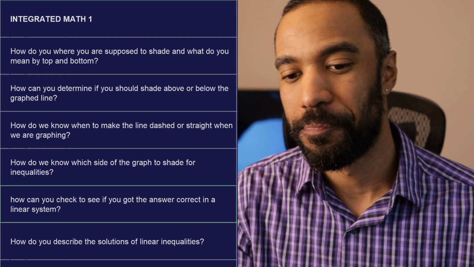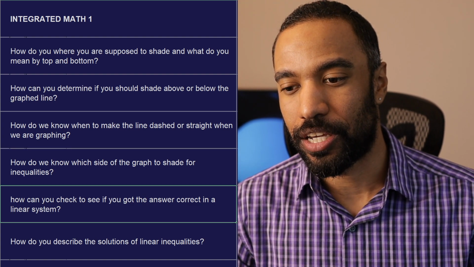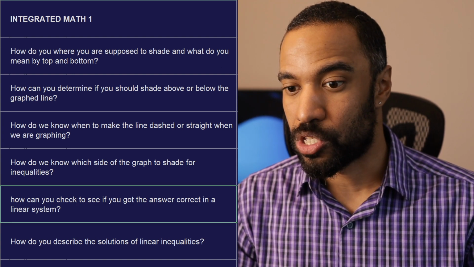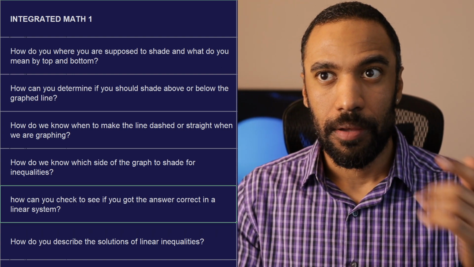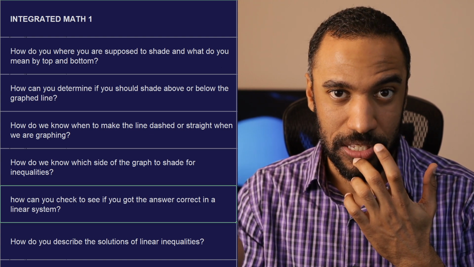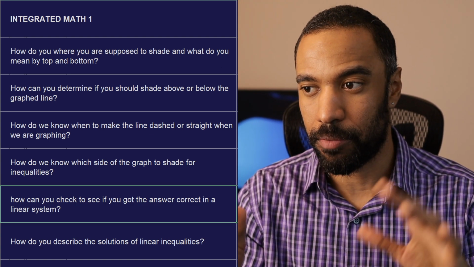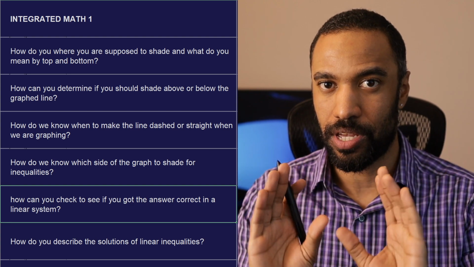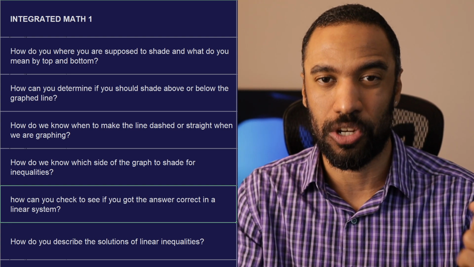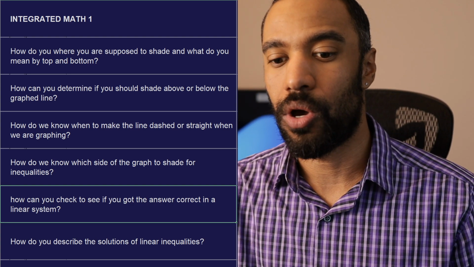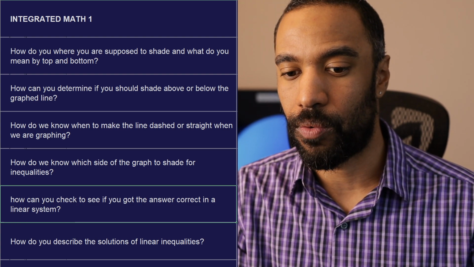Okay, here we go. How can you check to see if you got the correct answer in a linear system? Okay, so this is a perfect example, because someone can ask this regarding shading as well. I say you can either shade based on testing a point, or you can double check your shading based on testing a point. So, how can you check to see if you got the correct answer?